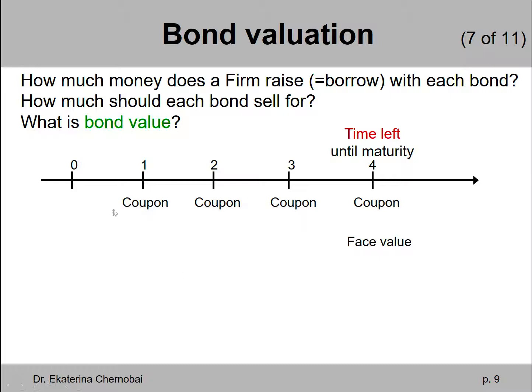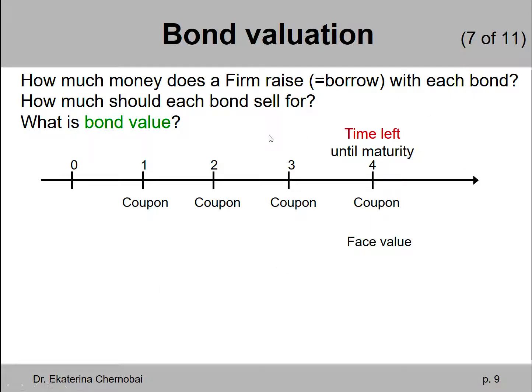And like was shown earlier, what you get in the future when you buy a bond is annual coupon payments, as well as the face value at the very end. And you will continue receiving those coupon payments until maturity. So you look at the amount of time that's left, and then that becomes part of our calculations.